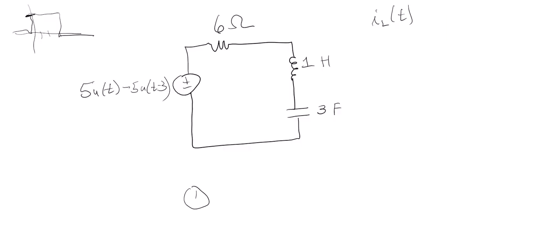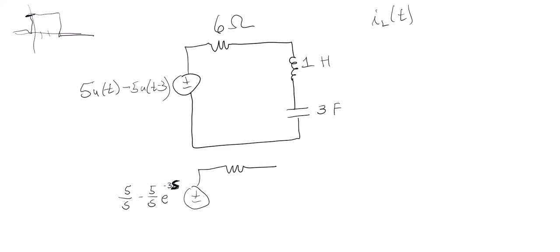And so that gives us that when we take the Laplace transform of this, it becomes 5 over s minus 5 over s e to the minus 3s. Wait, e to the minus 3t? Yes, minus 3s. S.